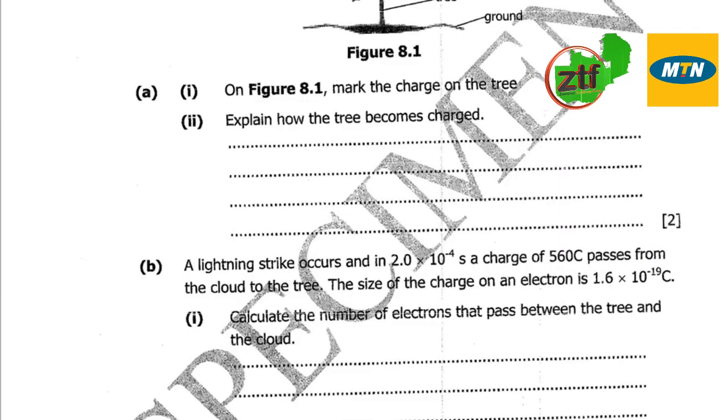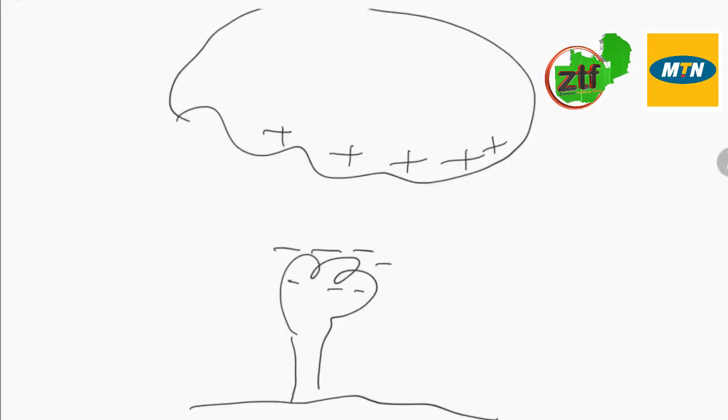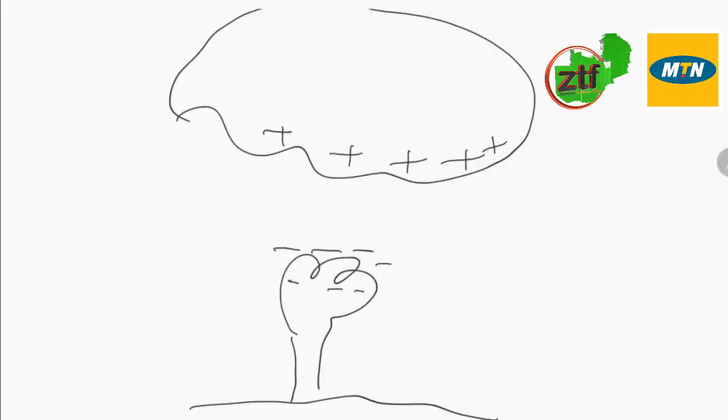Explain how the tree becomes charged. We must understand that in the space there are charges there, and these charges are going to be attracted. In our case here, all the positive charges that are in space are going to be repelled by the positive cloud to the ground. We must not just be focusing on electrons all the time when we are discussing these charges.